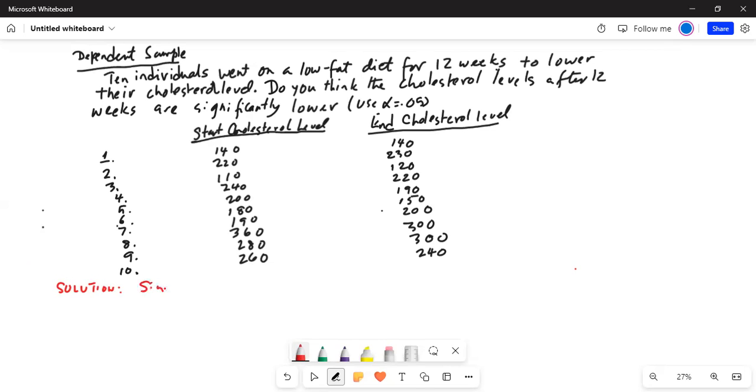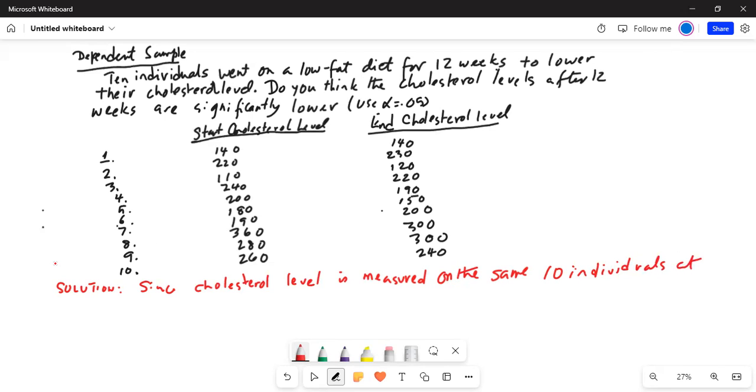Since cholesterol level is measured on the same 10 individuals at the start and at the end, this is a two sample dependent t-test.